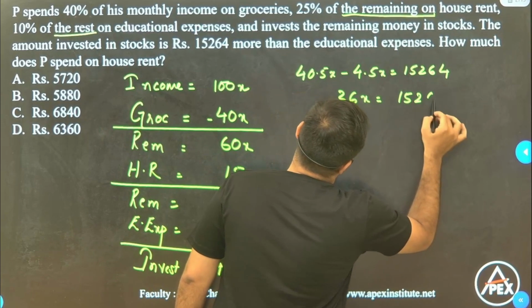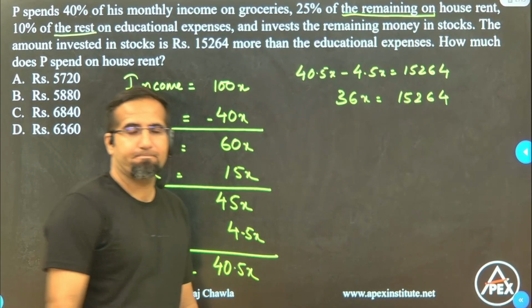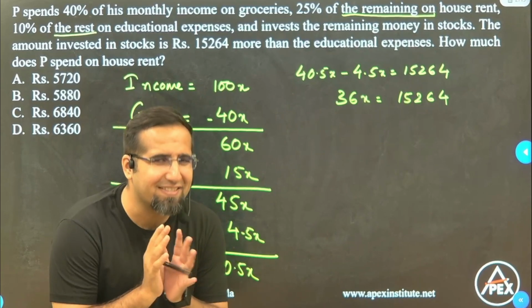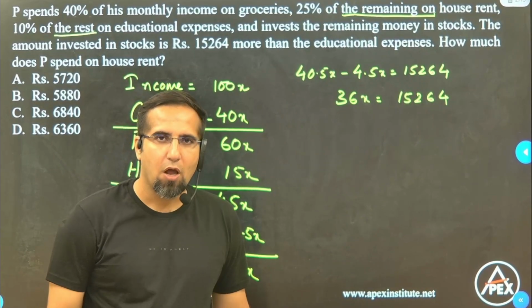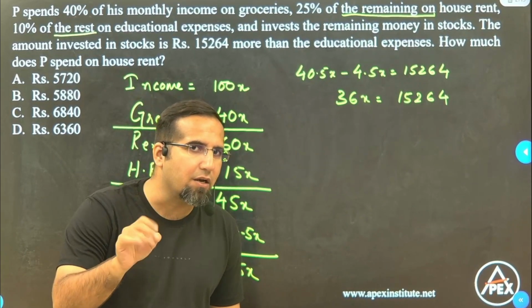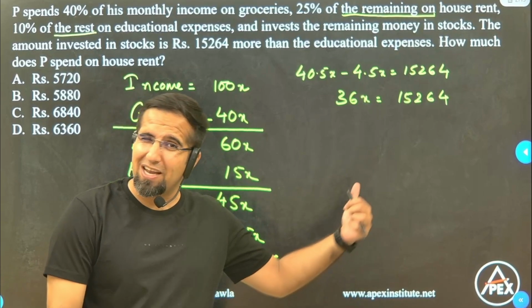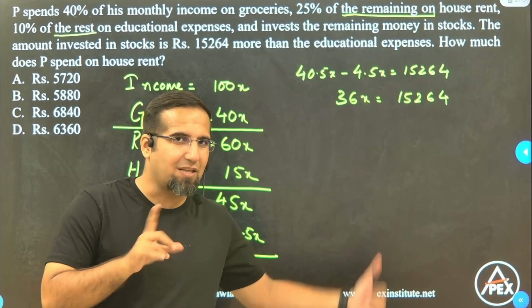36x is equal to 15264. Clear, guys? Now we have the value of 36x. I always advise my students, do not calculate unless and until it is your last step. Is this my last step? No. The question has asked us to calculate something else.